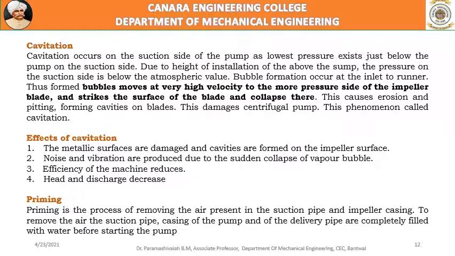Then, as I told you, here I will tell you what is cavitation. Cavitation occurs on the suction side of the pump as lowest pressure exists just below the pump on the suction side. So, due to height of installation above the sump, the pressure on the suction side goes below the atmospheric value. That means due to heavy suction, the pressure inside goes below the atmospheric pressure.